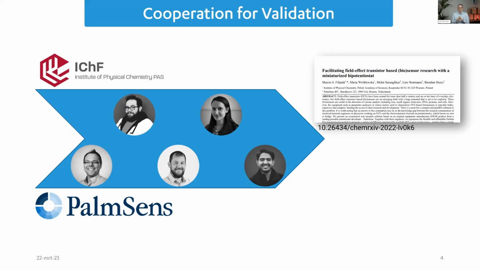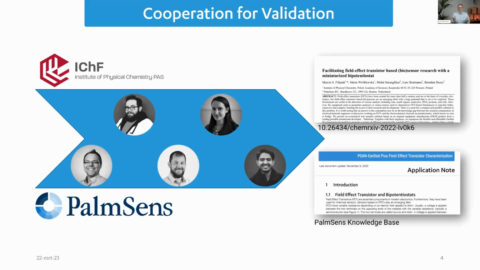So we wrote a manuscript that demonstrates how you can do these kinds of characterizations. And we're trying to get it published right now. And we made an application note, which is already available on our knowledge base. Oh, and the paper manuscript is available as well. Right, so this is what has happened up to now.